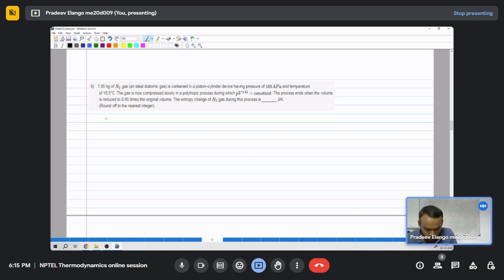So you can write the given data. Mass is 1.85 kilogram and initial pressure P1 is 185 kilopascal. T1 is 18.5 degrees Celsius, and this we can convert into Kelvin scale, and that will be 291.5 Kelvin. The process is given by PV power 1.85 equal to constant. The process ends when the volume is reduced to 0.85 times the original volume. That means V2 is 0.85 times the original volume, that is V1.